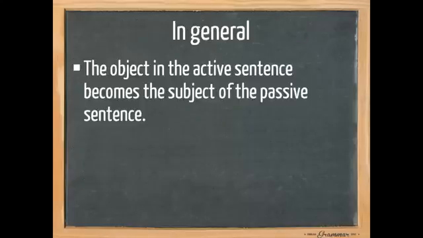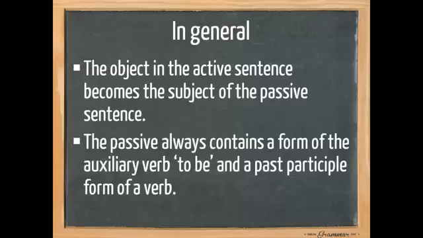When we want to change an active sentence into a passive, as I already said, the object of the active sentence becomes the subject of the passive sentence. The passive always needs to contain a form of the auxiliary verb to be and a past participle. Remember, the English language has regular and irregular verbs. So for the regular verbs, a past participle is made by adding ed to the base form of the verb, or we use its own unique form. So for instance, take, took, taken, that would be a past participle taken.